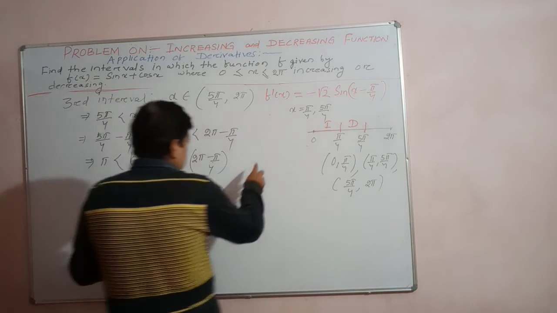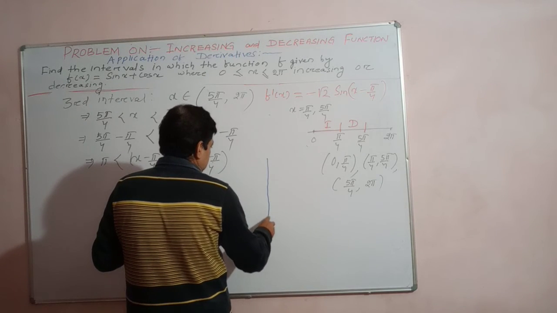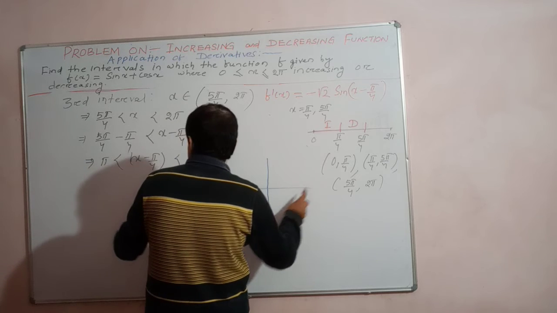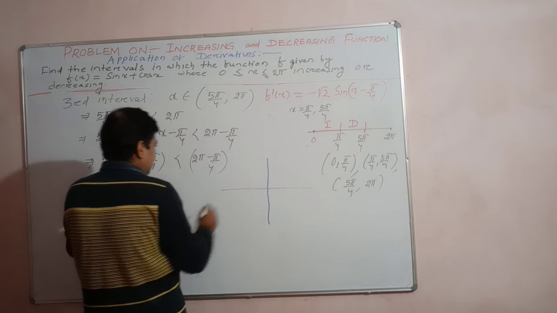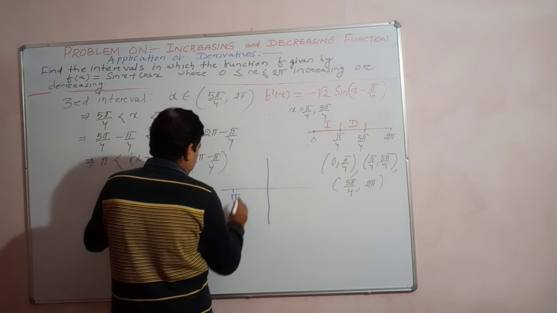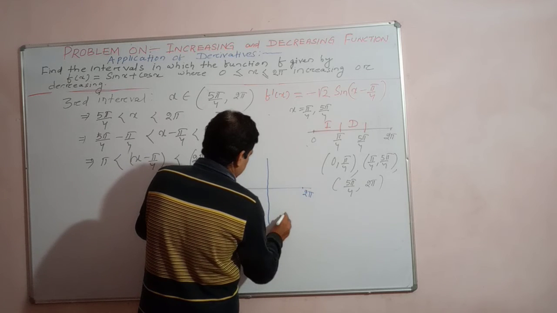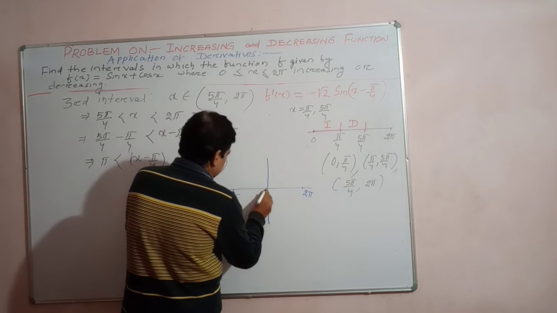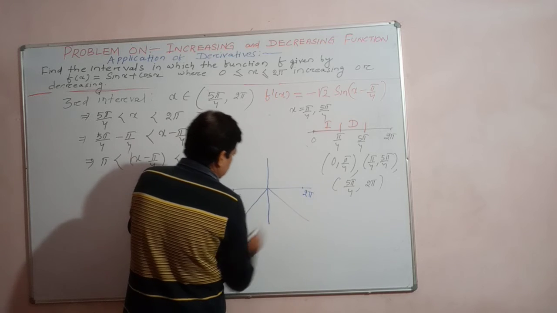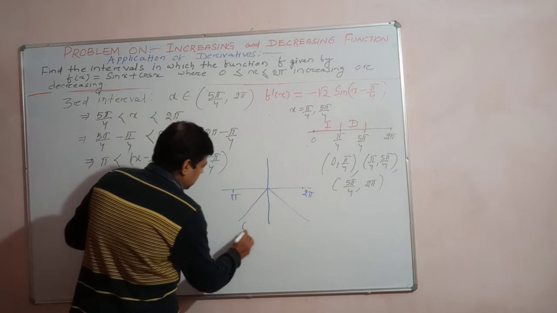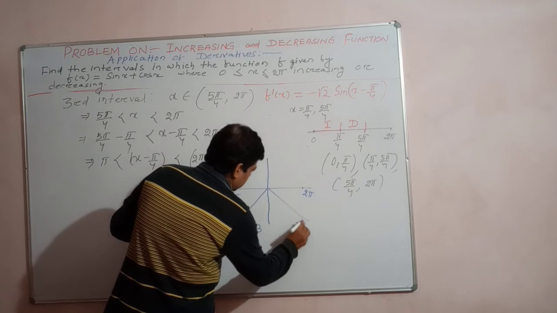Look at here. And this is pi. It means x minus pi by 4 lies between pi and 2 pi. This angle is 2 pi and pi by 4 means which quadrant? Third quadrant and fourth quadrant. The angle lies in the third quadrant and fourth quadrant.